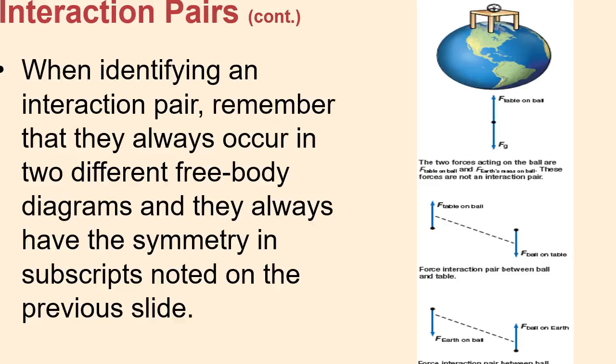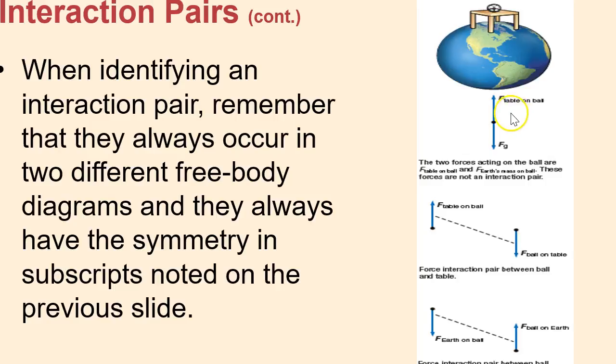When we're identifying these interacting forces, we have to remember that we're going to have two different free body diagrams. And so the forces will appear on two different free body diagrams. If they appear on the same free body diagram, like you might look at this top one up here where it says F of the table on the ball and FG, and they seem to be equal and opposite, but they're acting on the same item, so they cannot be interacting pairs.